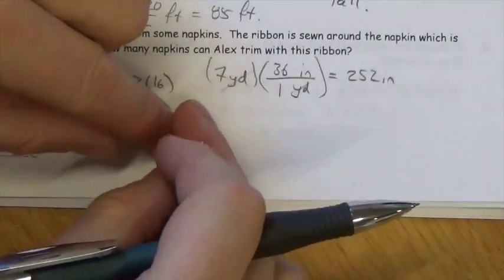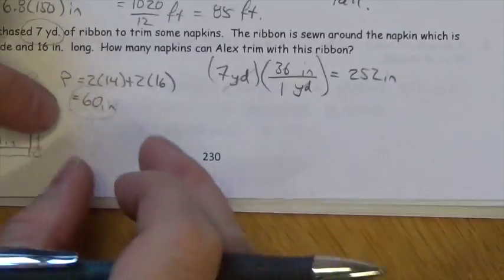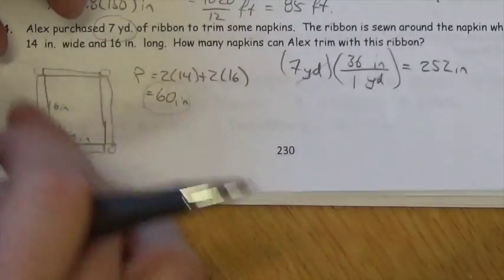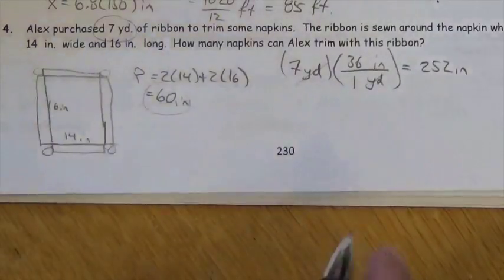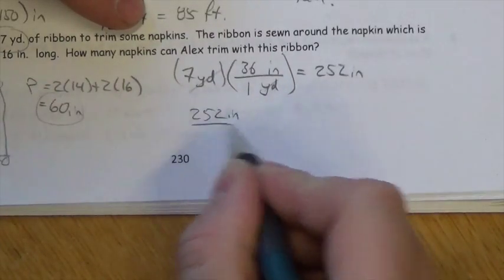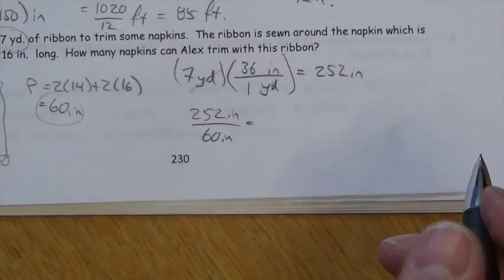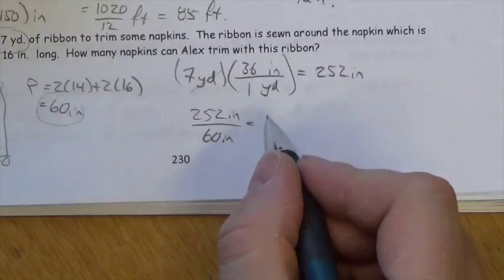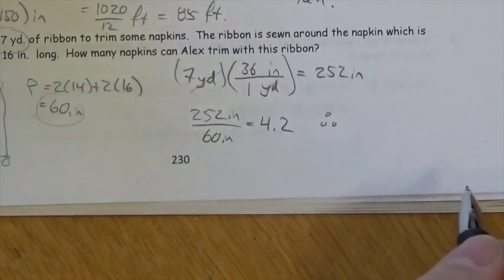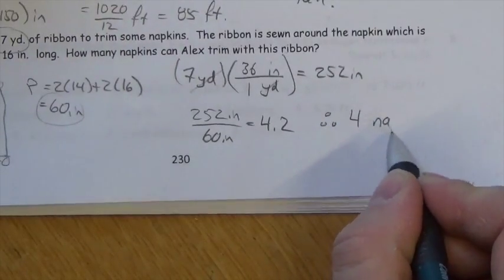Now we've got 252 inches total, and we need to break that into 60-inch chunks, and each one of those chunks can be used to make the lace around a napkin, sort of. So in this particular case, let's take that 252 inches and divide that by 60 inches. Notice the inches are going to cancel, and that's okay, because what we're looking for at the end is how many can we make here. We get 4.2. Well, 0.2 of a trimmed napkin is not a trimmed napkin, so we get 4 napkins here.